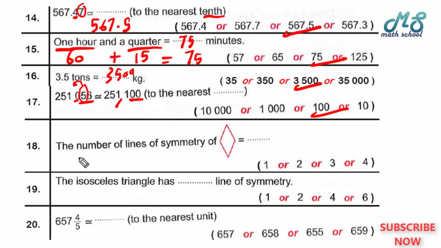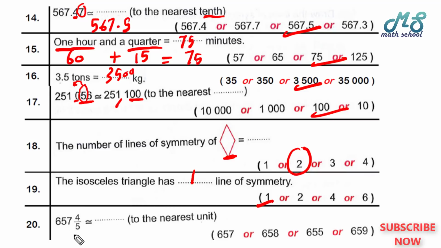Number 18 the number of lines of symmetry of. طبعا هو ما ادكش اسم الشكل. طبعا كلنا عارفين الشكل ده ان هو rhombus. طب يا مستر number of lines of symmetry of the rhombus equals what? equals 2. Number 19 the isosceles triangle has how many line of symmetry؟ قلتها لك قبل كده 1 line of symmetry.